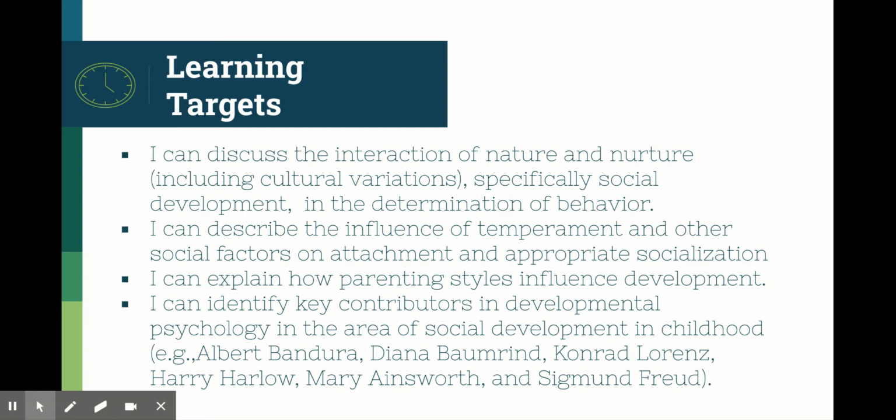Lots of learning targets. So, one, I can discuss the interaction of nature and nurture, specifically social development and the determination of behavior. Two, I can describe the influence of temperament and other social factors on attachment and appropriate socialization. Three, I can explain how parenting styles influence development. And finally, I can identify key contributors in developmental psychology in the area of social development in childhood. So we'll be looking at all sorts of people today.